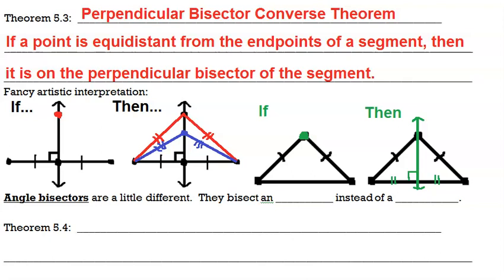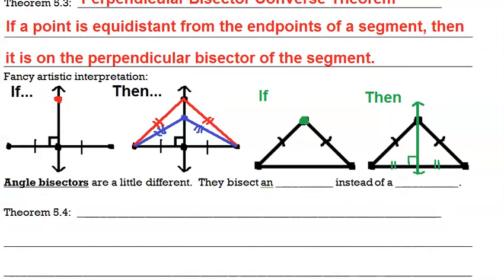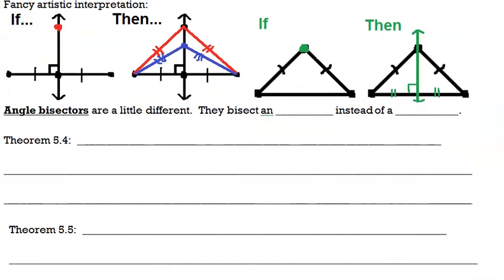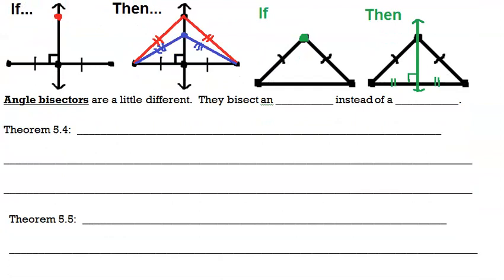Of course, I guess that's a good segue because there are some pretty cool rules that also apply to angles, so we should probably knock them out too. So, yeah, I guess we'll just lead right into it. I mean, we might as well keep on rolling. Angle bisectors are a little different because they bisect an angle instead of a segment.